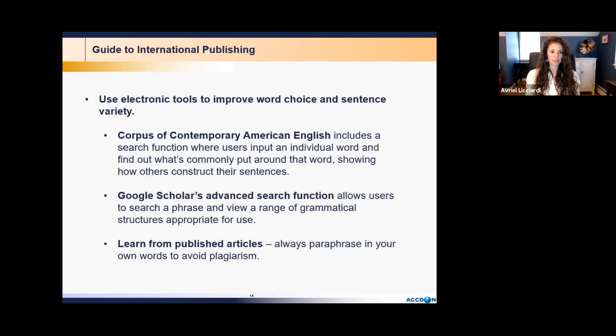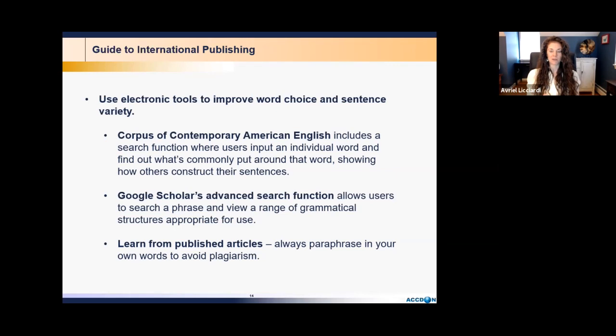every day. And another point for addressing language issues is that there are electronic tools out there that can help you with your vocabulary and sentence variety. Some tools, as the first one I've listed here, allow people to put in an individual word or a phrase, and then it's going to return phrases or words that are commonly put around that word in the scientific literature to give you a leg up on how to construct sentences based on previous researchers. With Google Scholar, you can use their search function to input a phrase or a word, and it will also return different grammatical structures that are appropriate for use.